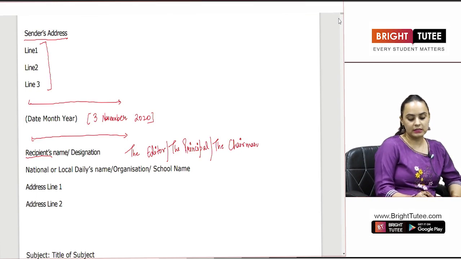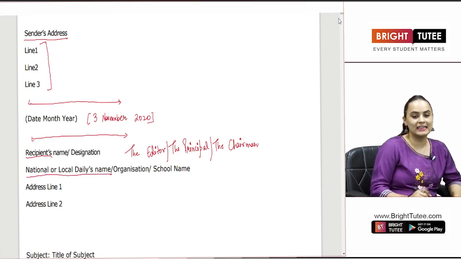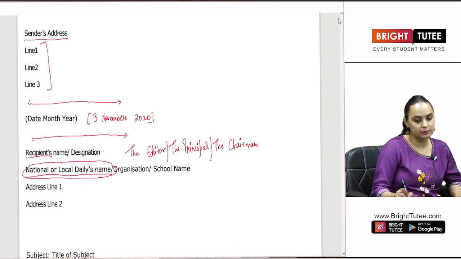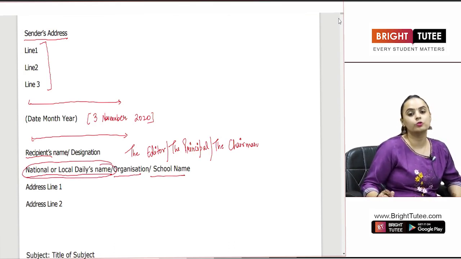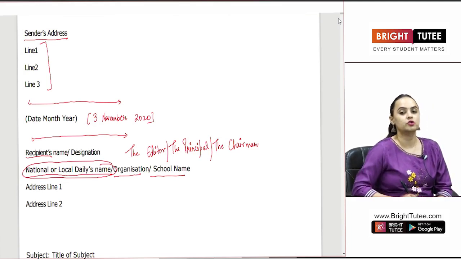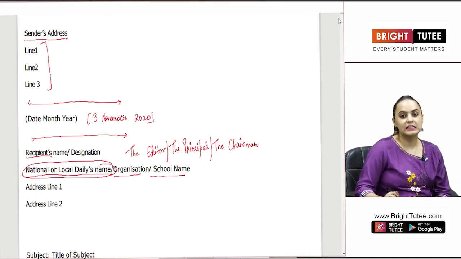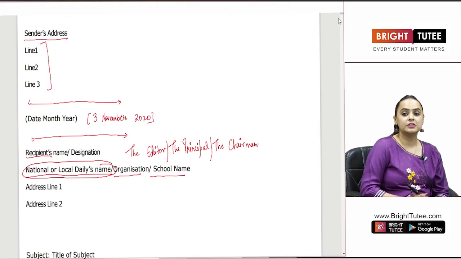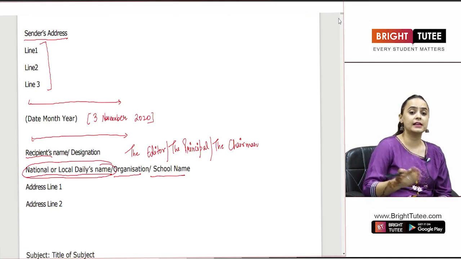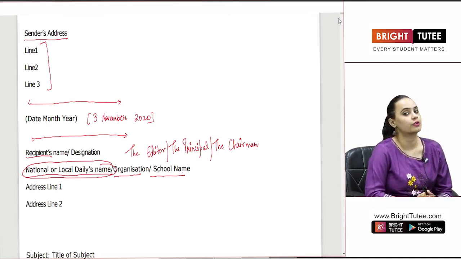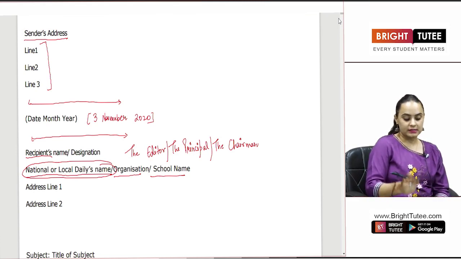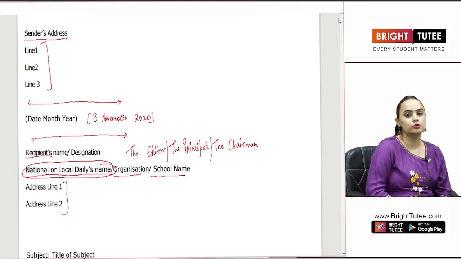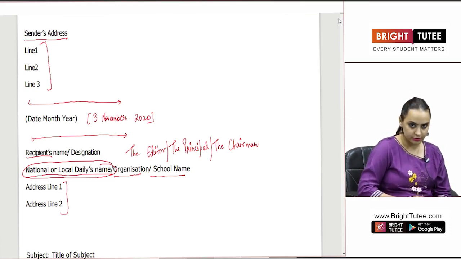Next line, we write the name of the national or the local daily, meaning the name of the newspaper, organization or the school to which the above mentioned person belongs. If it is the editor of some newspaper, you will write the name of that newspaper. If you are writing the letter to the principal of some school, you will write the name of that school. If you are writing the letter to the chairman of some organization, you will write the name of that organization. Then comes the address in 2 lines. So 1 or maximum 2 lines we use to write the complete address of the receiver.